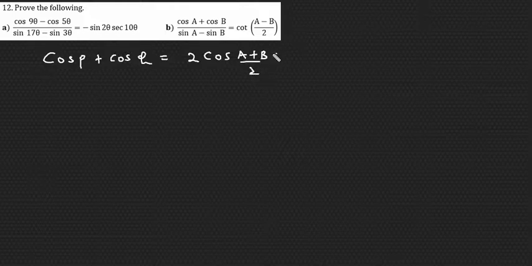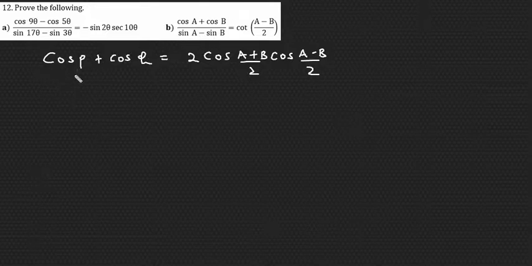Now part B, we have a cos plus a cos, and when you have a cos plus a cos, assume you have cos P plus cos Q, this will give us 2 cos A plus B over 2 and cos A minus B over 2. So we are going to use that.